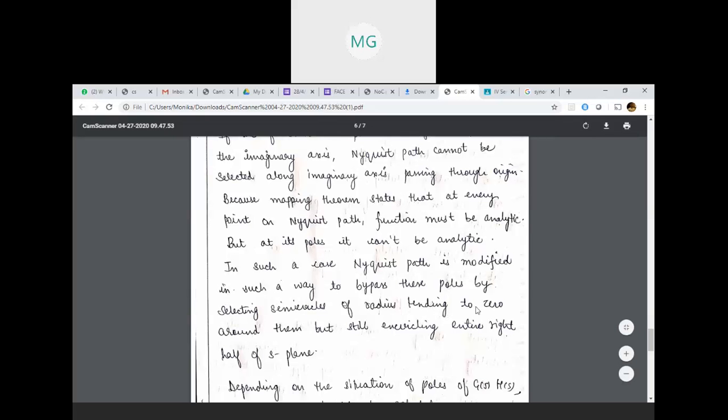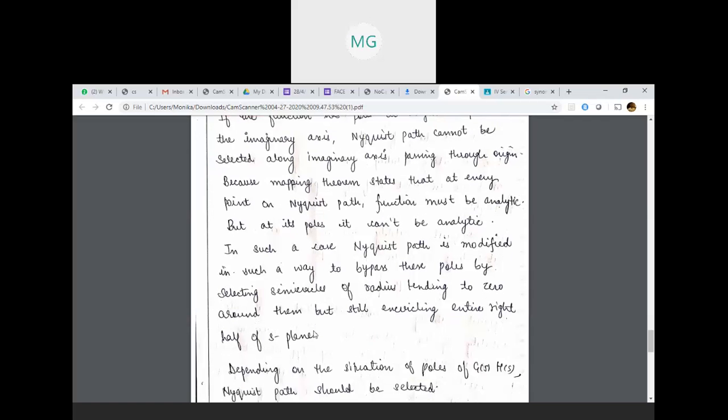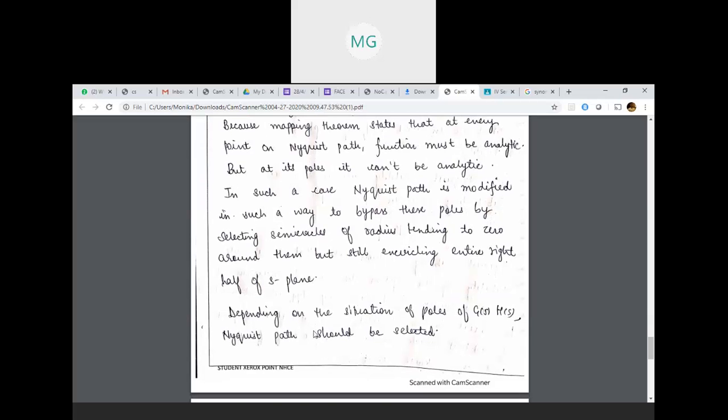See, radius tending to zero means a very small radius semicircle around them. Not exactly at them, but just close to them, around them, right? But still encircling the entire right half of the S plane, right? So depending on the situation of the poles of G into H, the Nyquist path should be selected.